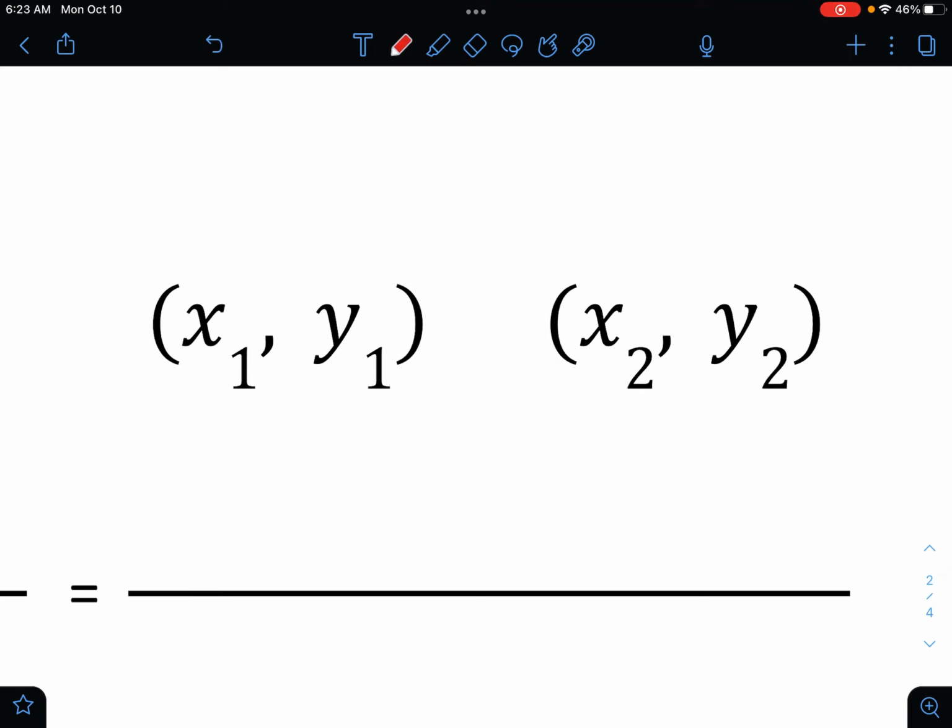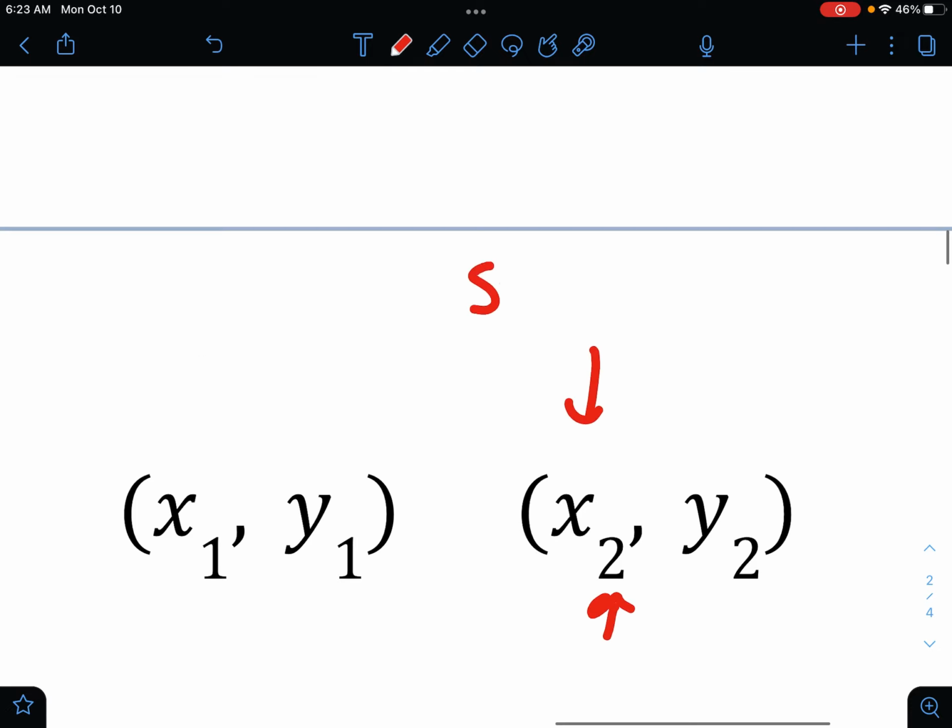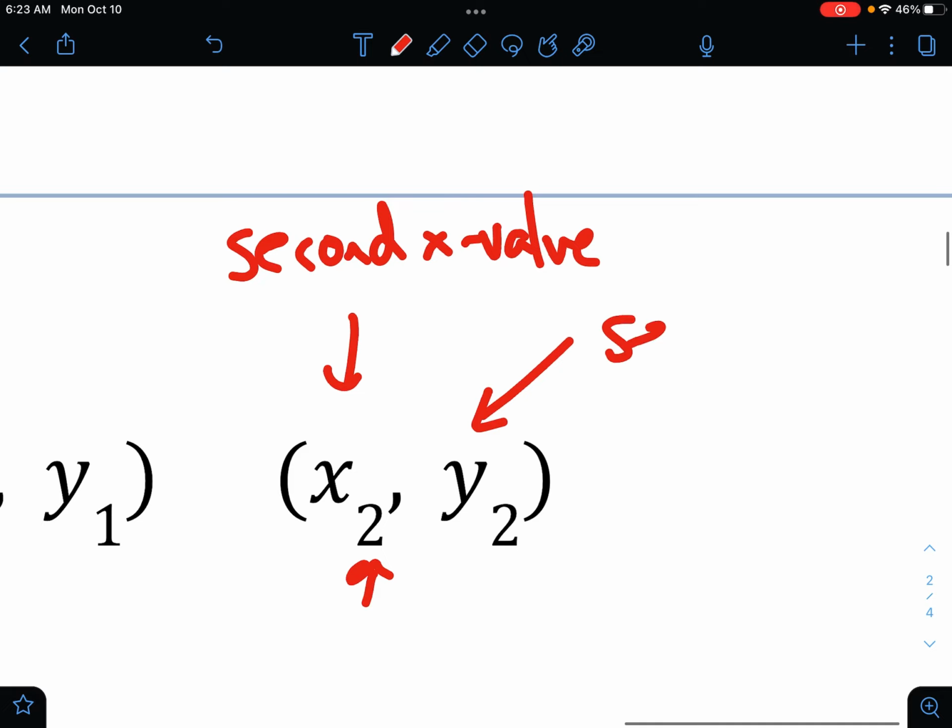If you were on Microsoft Word, you would look for it, it says subscript, right? And that just says that this is the second x value, and this is then, of course, the second y value.